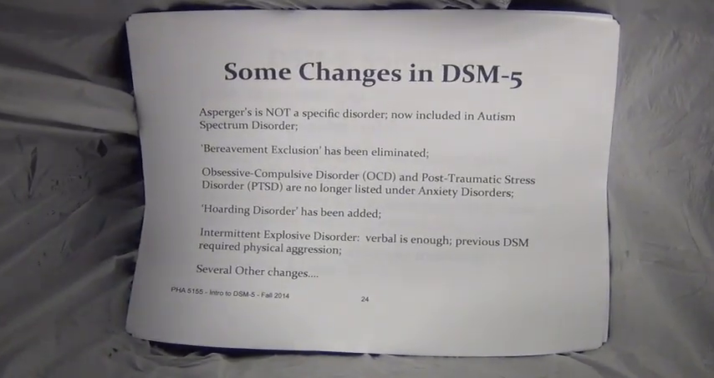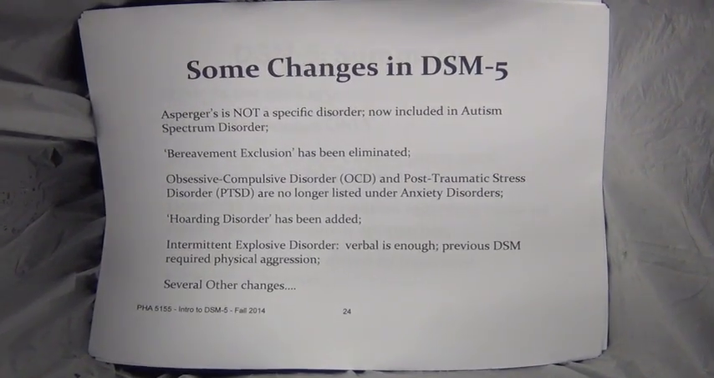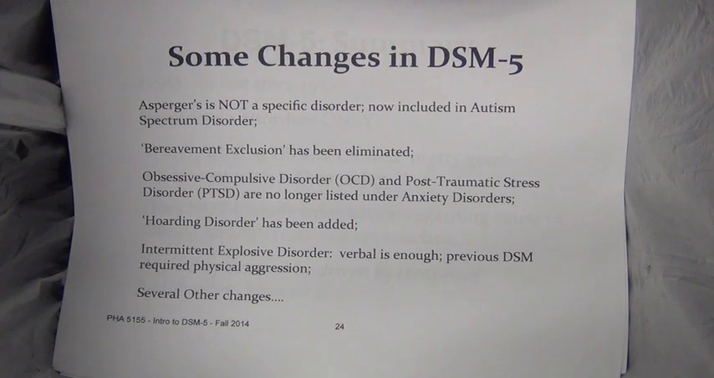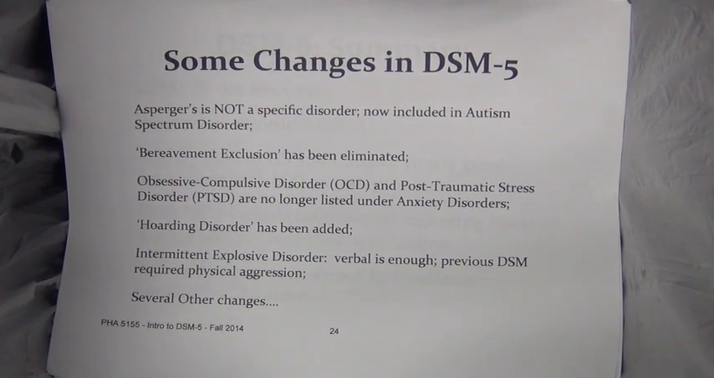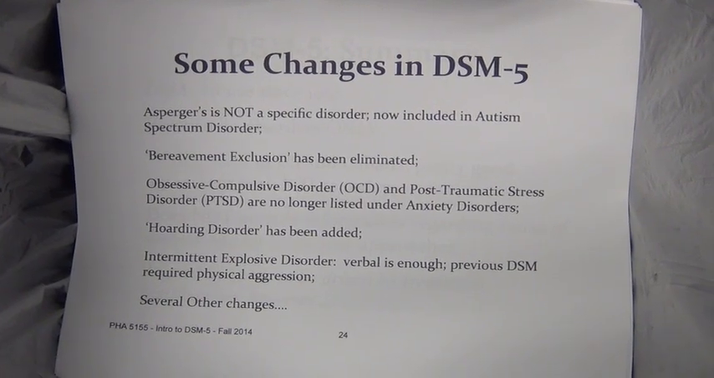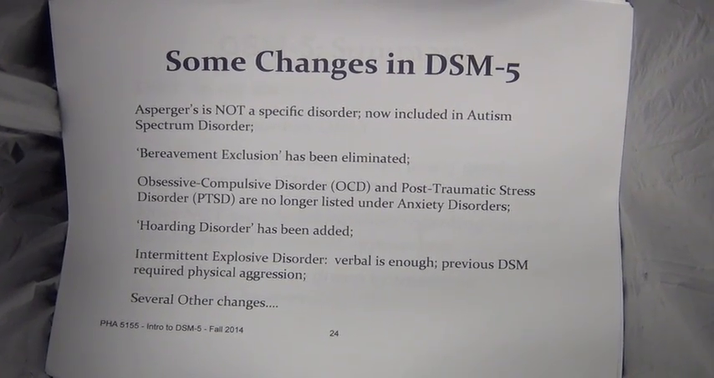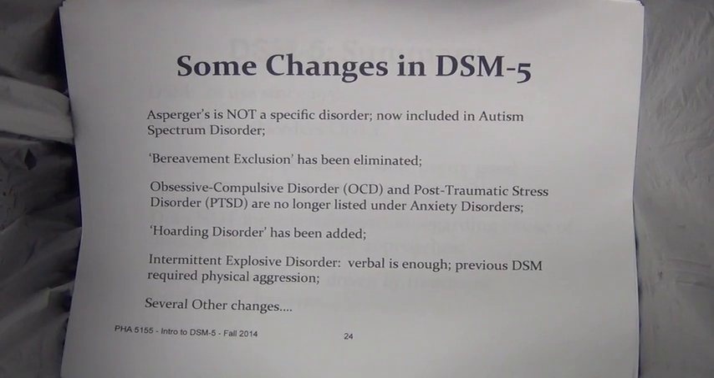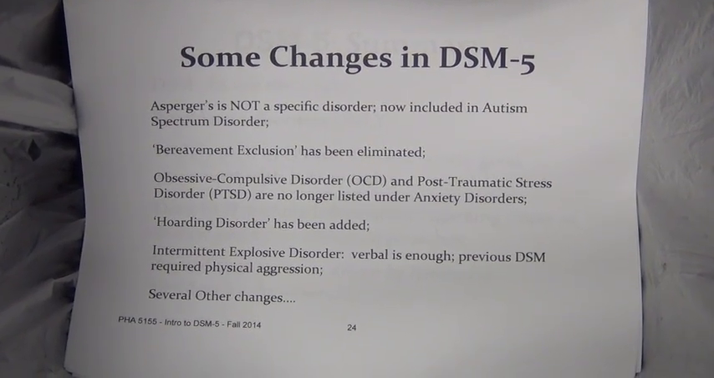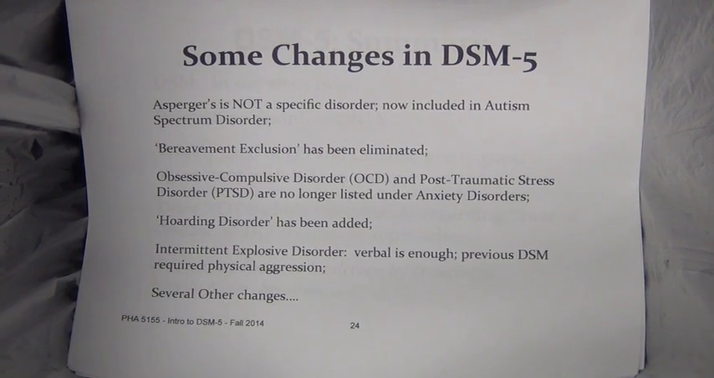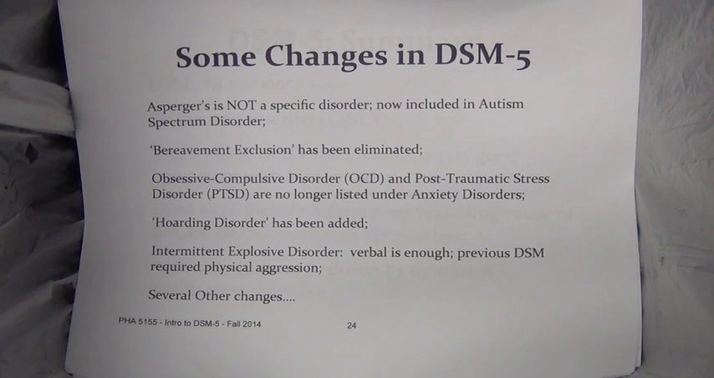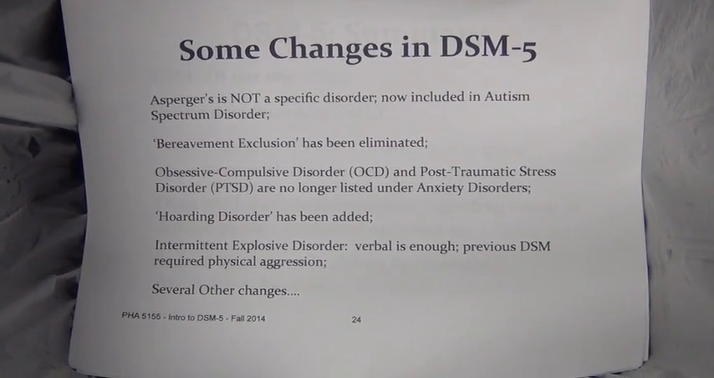There are some other changes in DSM-5 relative to DSM-4. One is that Asperger's is not a specific disorder. You could say there will never be another Asperger's patient diagnosed again, because Asperger's is now part of the larger autism spectrum, and it's not a separate subcategory. The psychiatrist Asperger in Austria is probably a little upset that his name's been taken off the books, but that's the way it is.